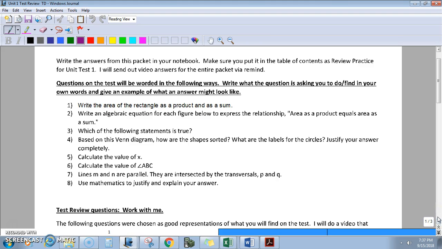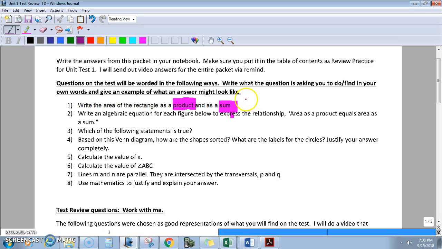So these first 8 I just want to go through because I want you to know what the question on the test is asking you. So the first one says write the area of the rectangle as a product and a sum. And all that means is you need to do the work, and we'll do that later on. But when it's saying it wants the product and the sum, and you have this in your notes, you can always go back and check.